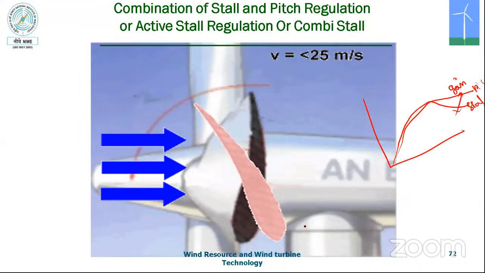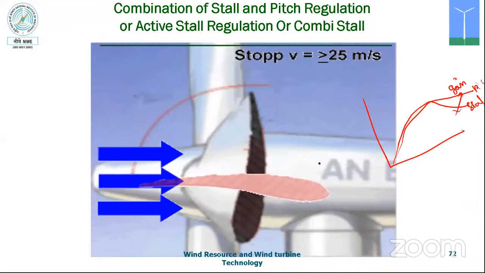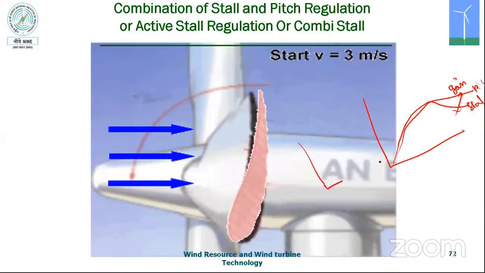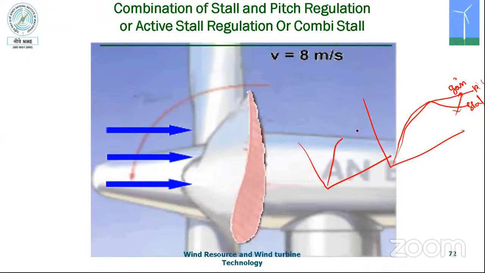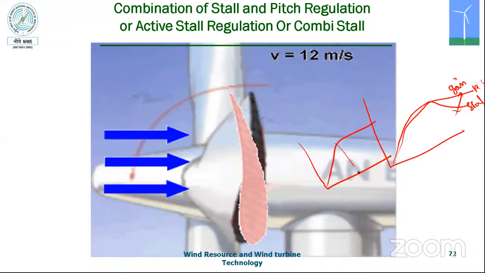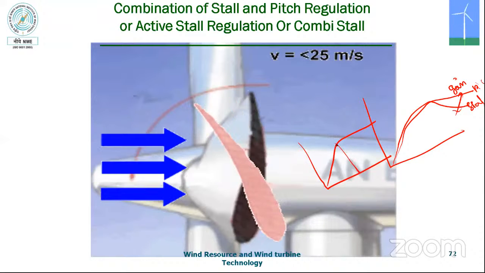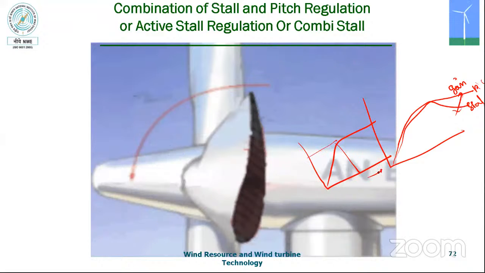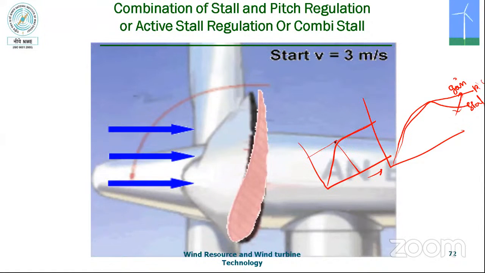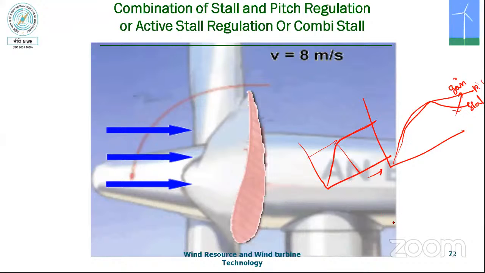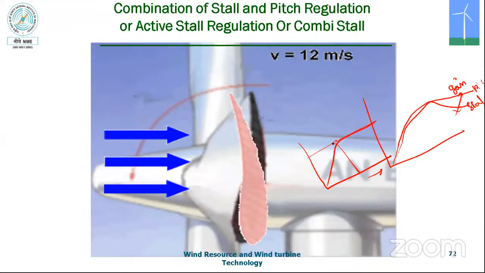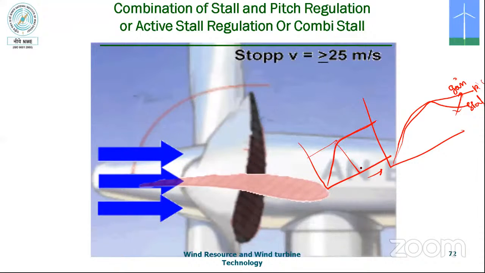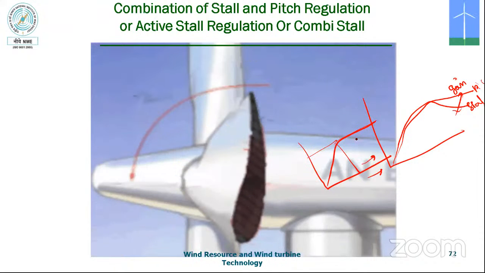So now what will happen when this active stall turbine reaches the rated power? See, the pitch control turbine, I told you, when it reaches the rated wind speed, generates the rated power. Even if the wind speed increases, it always maintains constant power. So that is a pitch control turbine. And a stall control turbine, when it reaches the rated wind speed and the wind speed increases, the power is coming down.